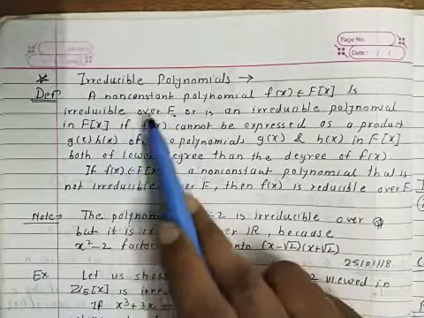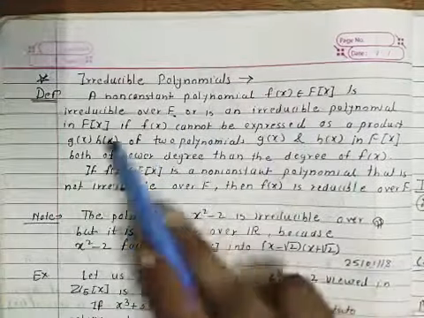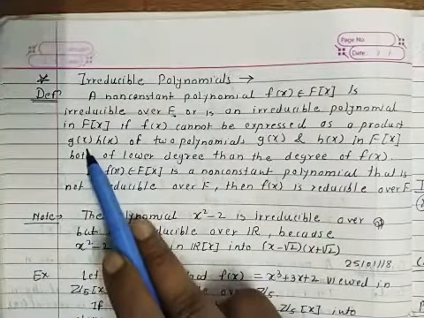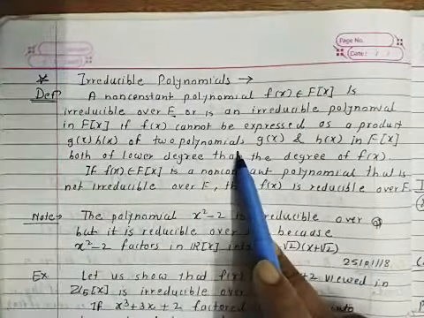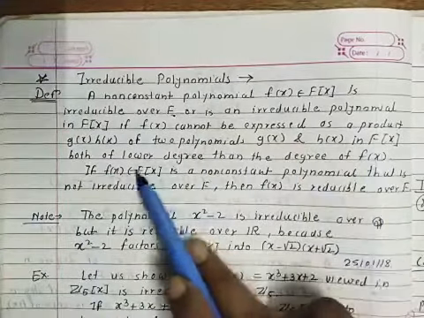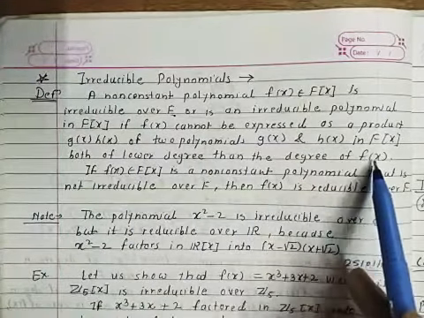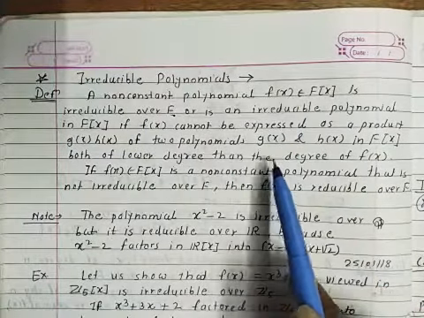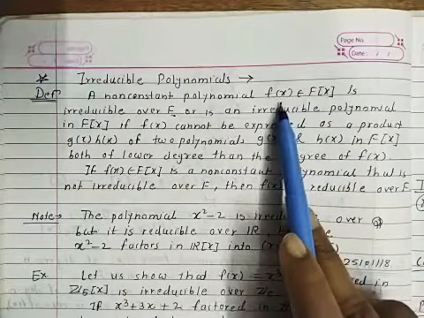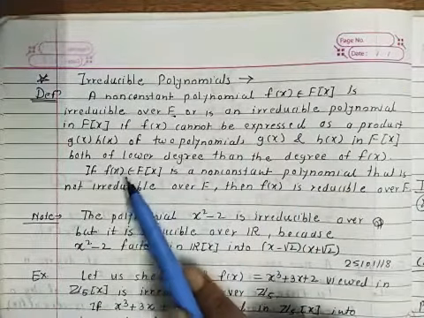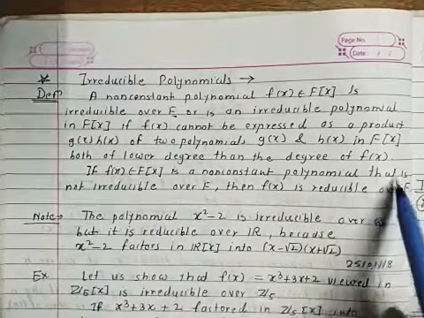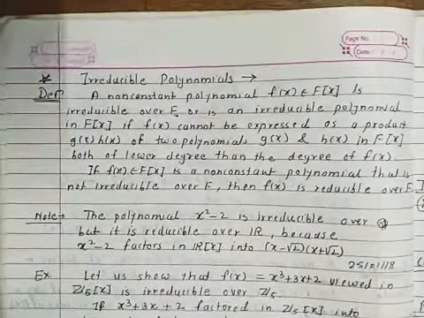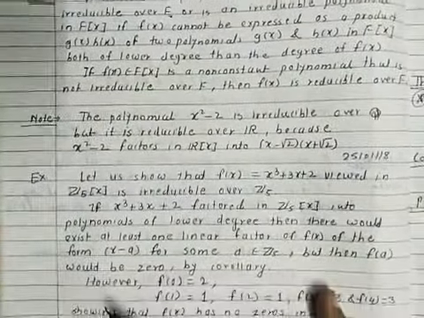That is important. Irreducible over F, or an irreducible polynomial f(x), if f(x) cannot be expressed as a product g(x) times h(x) of two polynomials g(x) and h(x) in F[x], both of lower degree than the degree of f(x). If we cannot express the original polynomial f(x) as g(x) times h(x), then we say that f(x) is irreducible. If f(x) belonging to F[x] is a non-constant polynomial that is not irreducible, then we say it is reducible. Now let us see the example, then it will be more clear.